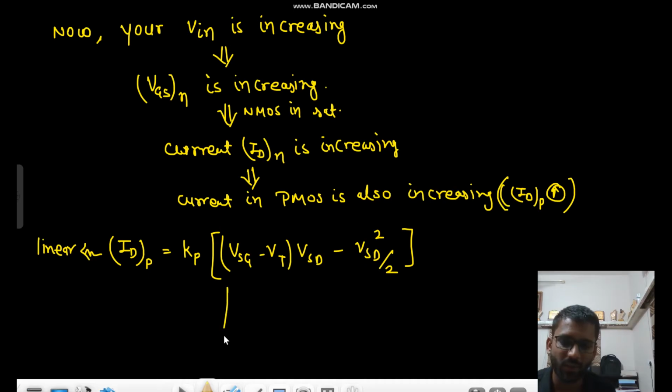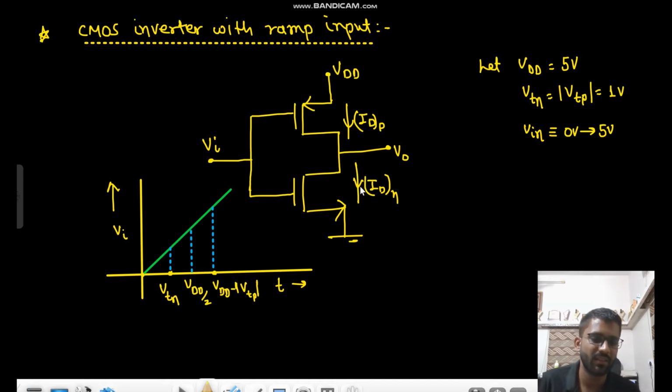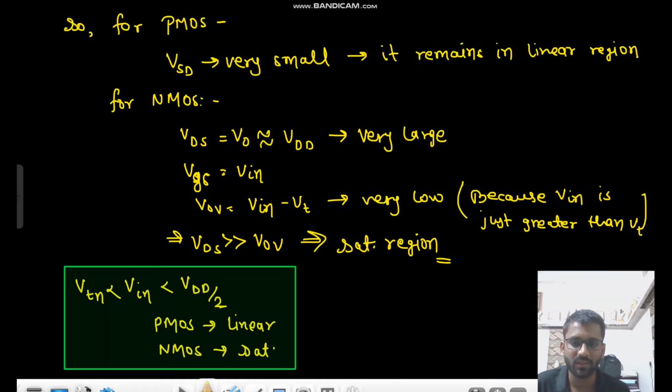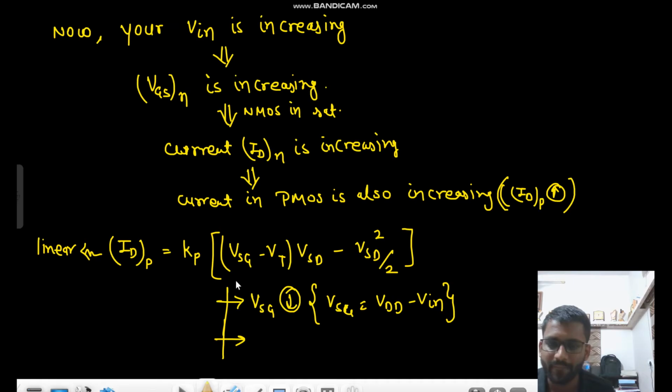Now in this one, what do you see? VSG is not fixed. Just see here, VSG is VDD minus Vin. If Vin is increasing, your VDD minus Vin will decrease, so your VSG will decrease, because this is fixed and this is increasing. Why so? Because VSG is VDD minus Vin. Since Vin is increasing, that means your VSG is decreasing.